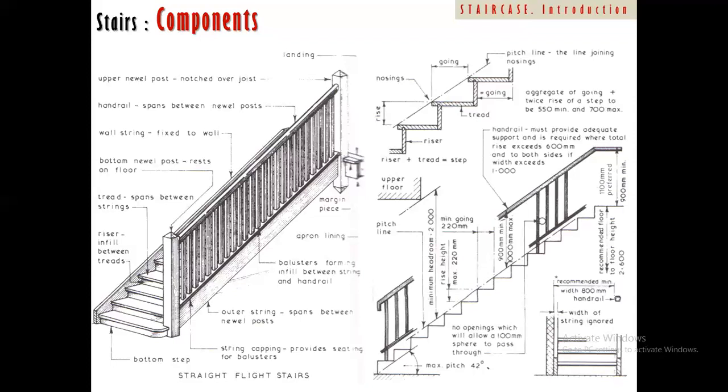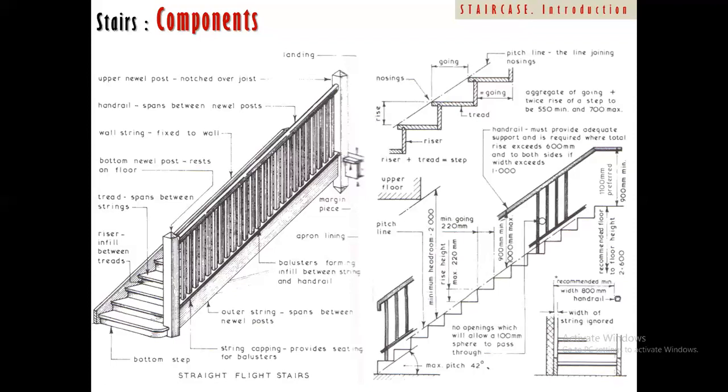Then minimum headroom. How much headroom should one give? If you want to build anything or run any parallel flight, maybe another flight is just over it. So there is a minimum headroom you must provide. It is 2000 mm. One should not provide below that. It is a comfortable height when one walks on these stairs.